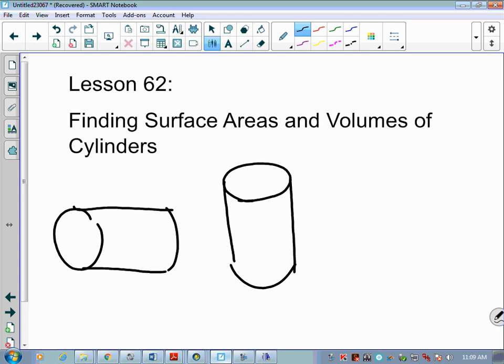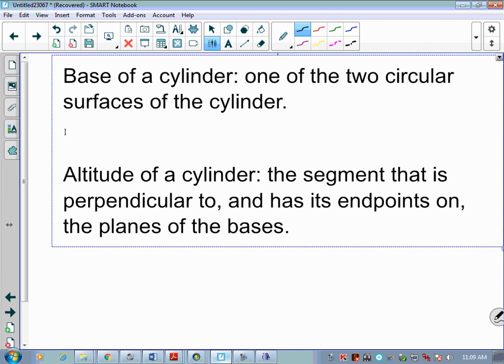All right. From here, we need to know some things. Base of a cylinder. A base of a cylinder is one of the two circular surfaces of the cylinder. So this right there is going to be a base. I could also have a base on the bottom. Just like whenever we were working with our prisms, except it's no longer a prism; because it's a circular base, we call it a cylinder.